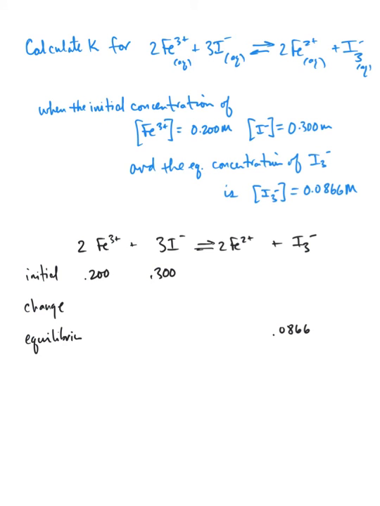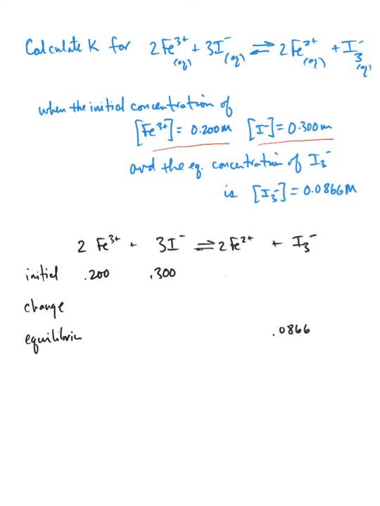Calculate the K for this reaction. This is a redox reaction, you could see, because you have different charges changing. So for this redox reaction, if the initial concentration of the iron 3 plus is 0.200 molar, and the I minus is 0.300 molar, and the final equilibrium concentration is 0.0866, you can see I've taken the ICE table and structured it with the given information in black.